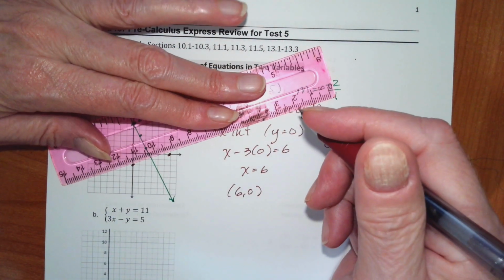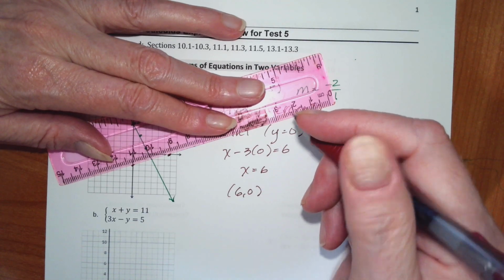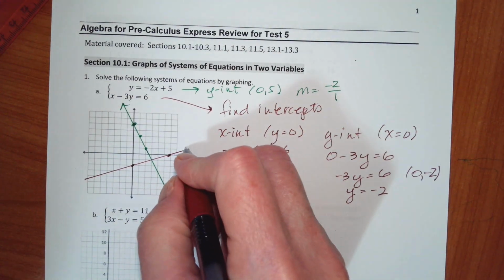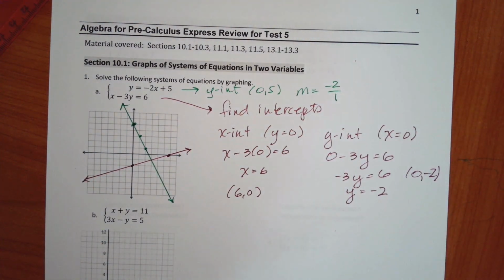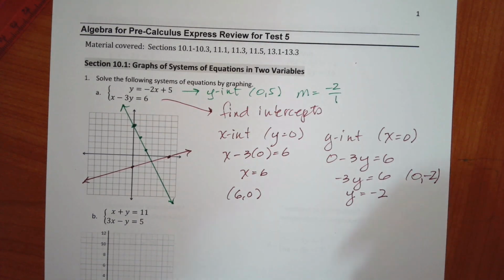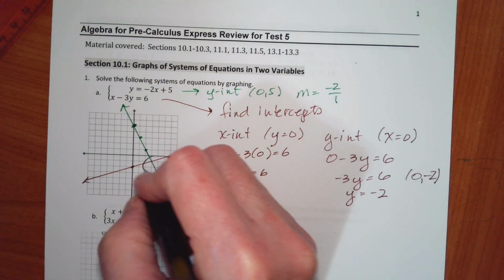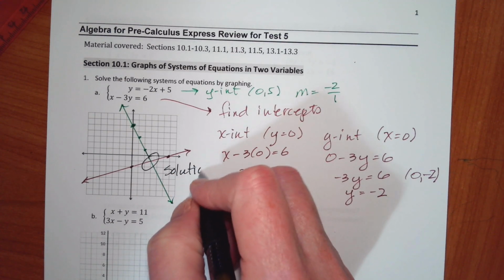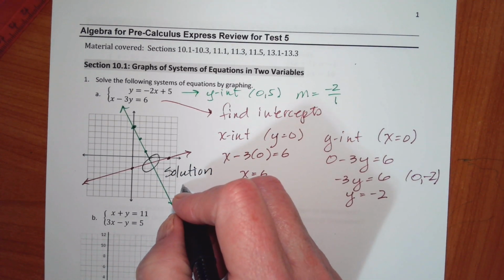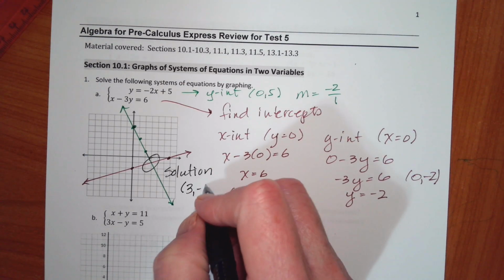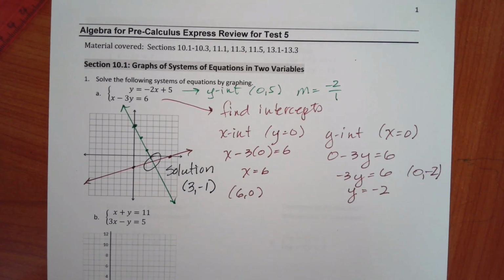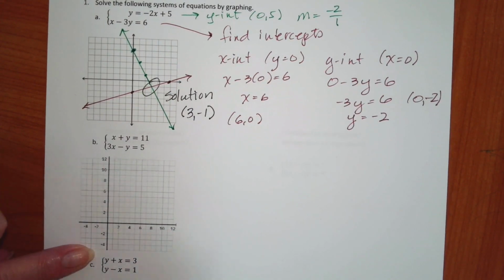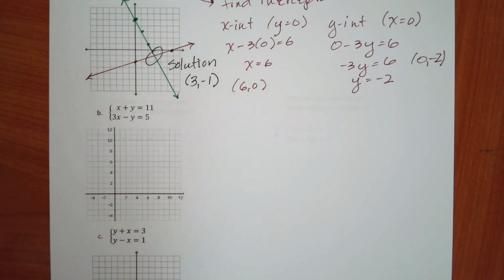And then I will graph this line. And lo and behold, I can tell that they're going to intersect. This is my solution where they intersect, which is the point 3, negative 1. Okay, notice I redid the grid. You don't have this grid on yours, but I did mine in advance.